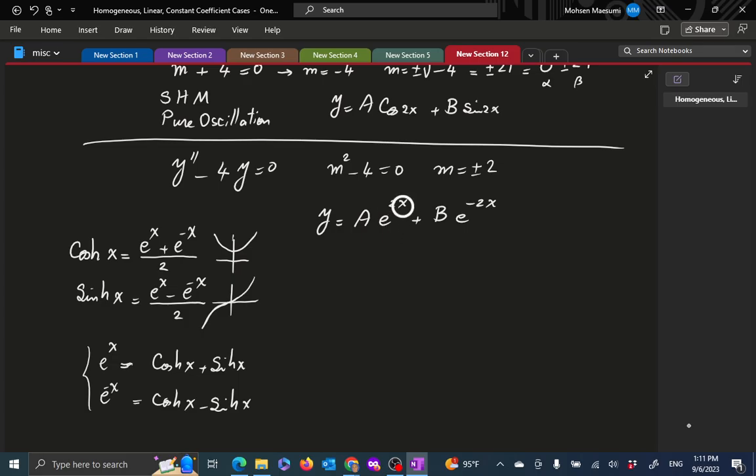And if I take this exponential and replace it by this combination, and that one by the other combination, I will get some different constants. So let's call it C perhaps, cosine hyperbolic of 2x, and say D sine hyperbolic of 2x. So that's a possibility to write your answer in that style if that is your interest.